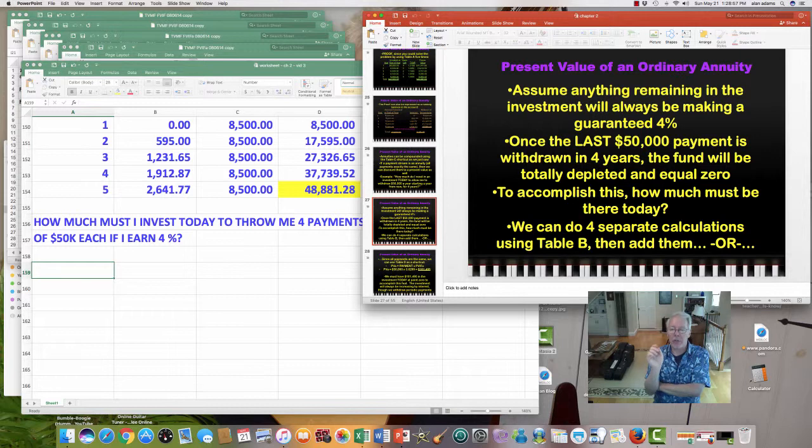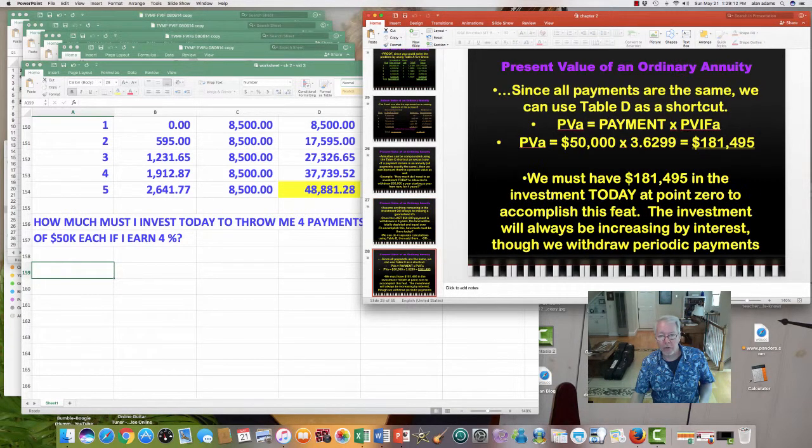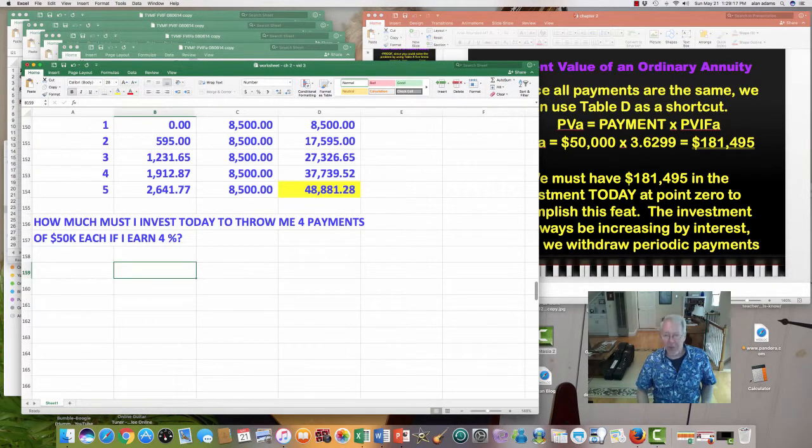Again, like before, you can do 4 separate calcs, present value, the second table, and add them together, okay? Or you can do it once if the payment is always the same as it is here, and that will be a nice shortcut for you. So what you do is you run over to table D, okay, and we're going to take one $50,000 payment, just one payment, not all 4 of them, just one of them. And if you look up table D, table 4, if you will, the 4% column, 4 years, you're going to find that the PVIFA, as we call it, is 3.6299.